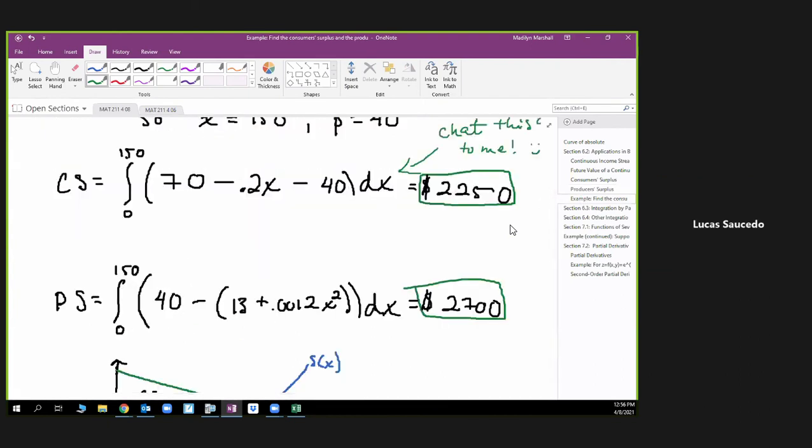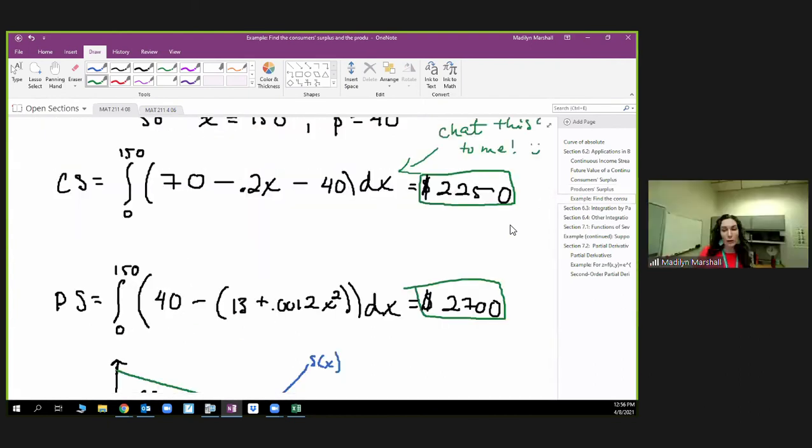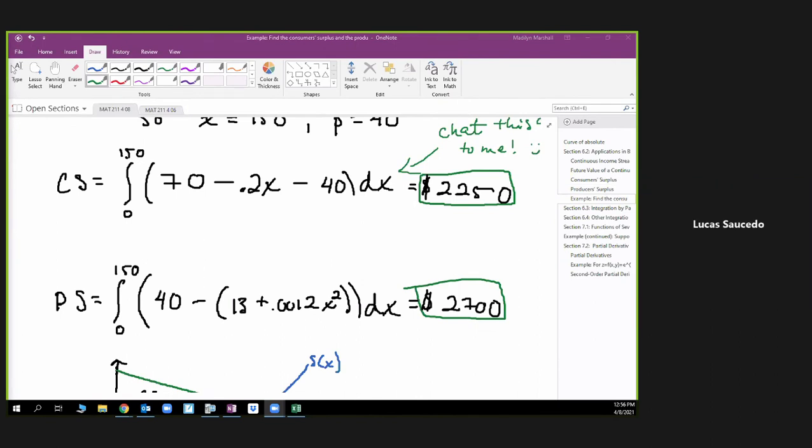Will these formulas be on the test? Yes, you will be provided all the formulas necessary for the test. Awesome, thank you. You're welcome.